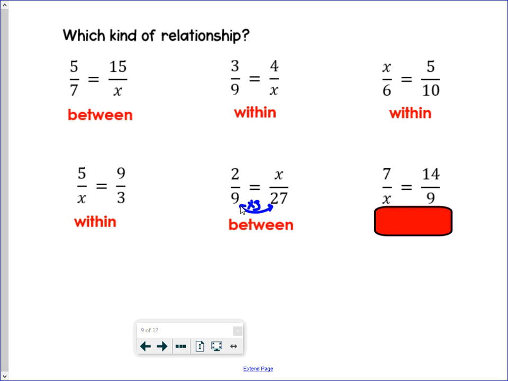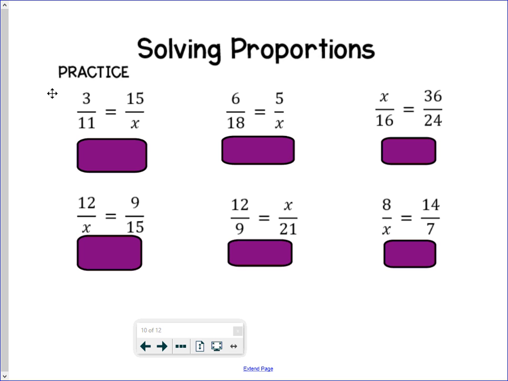For this one, we cannot go up and down. 14 divided by 9 is a decimal. However, 14 divided by 7 is 2. So we can do a relationship of 2. So we're going between. Okay? So in that case, we have between. So let's take a look at the next ones. So now we're going to actually use that information to actually solve these proportions. So whatever relationship, remember, if you find a relationship, whether it's between or within, you're going to need to do it to both sides. Okay?